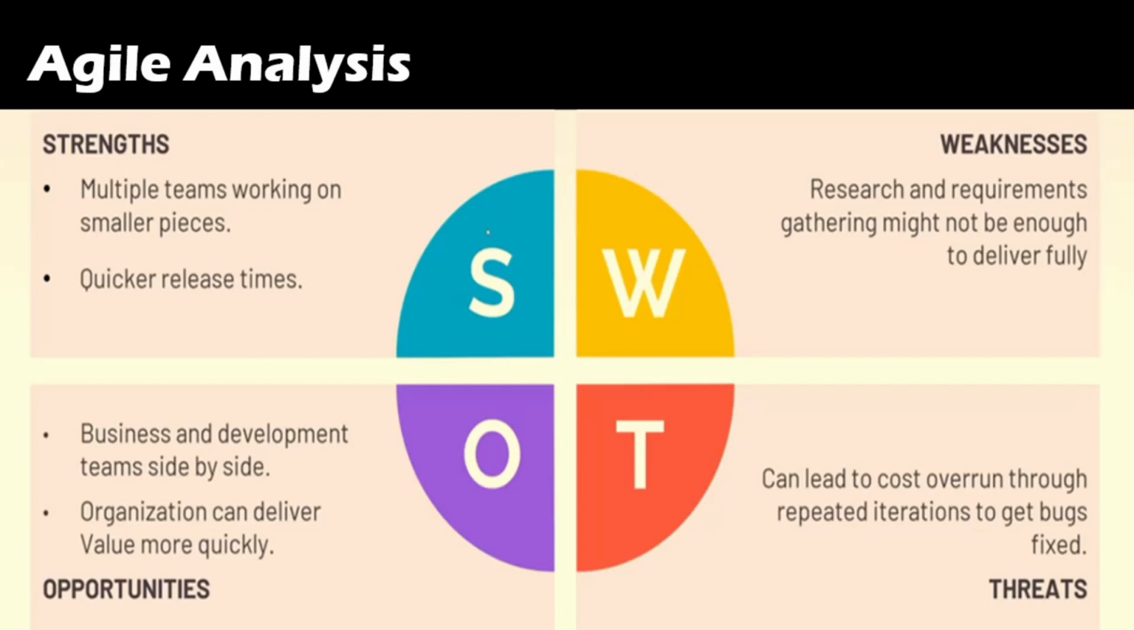And the biggest threat related to the agile methodology is that it can lead to cost overrun through repeated iterations to get the bugs fixed. So one of the main reasons for cost overrun might be that you are working on multiple iterations for the same deliverable because the client might not be satisfied. The second reason might be that the deliverable of one iteration caused a bug in the deliverable of a previous iteration, and fixing it causes cost overrun.